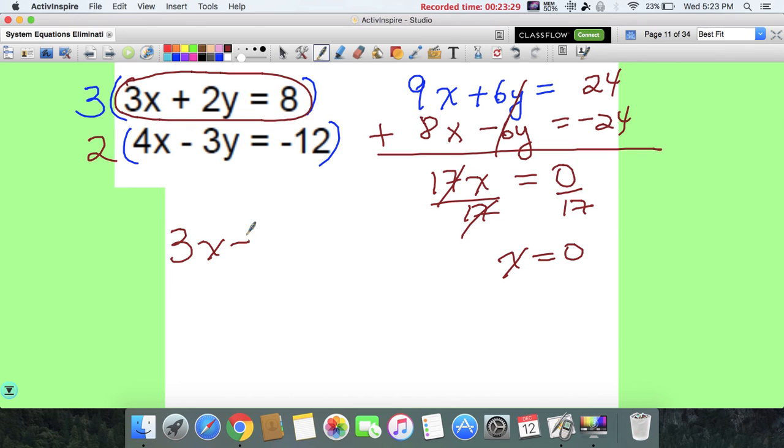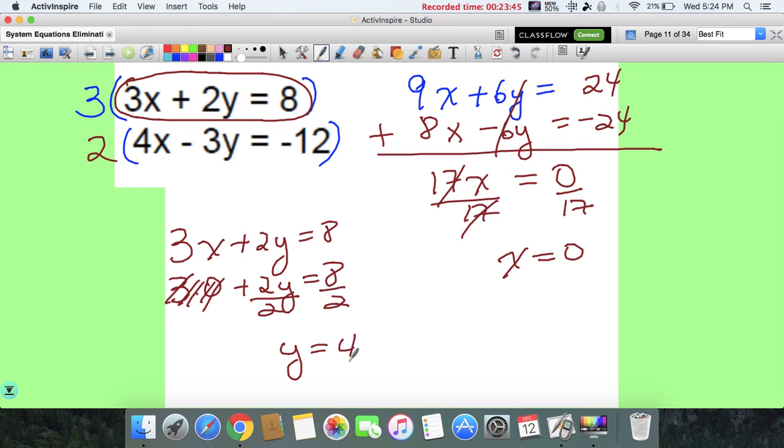I take 3x plus 2y equals 8. I'm going to substitute here. Instead of the x, I write 0 plus 2y equals 8. This is going to disappear because 3 times 0 is 0. So I'm now left with 2y equals 8. Divide this by 2, divide this by 2, and I get that y equals 4. So the point of intersection is (0, 4).